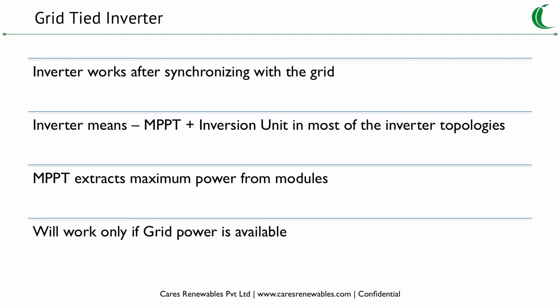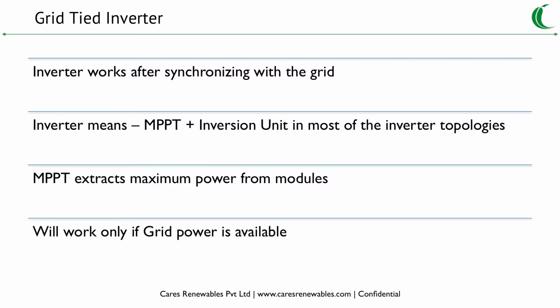The fundamental thing is that an inverter works after synchronizing with the grid power from the utility. So the grid power essentially complements the inverter solar power. And when you consider a solar inverter, it has two key components. One is the MPPT, or a maximum power point tracker, and second is an inversion unit. The function of the maximum power point tracking circuit is to extract maximum DC power from the solar modules.